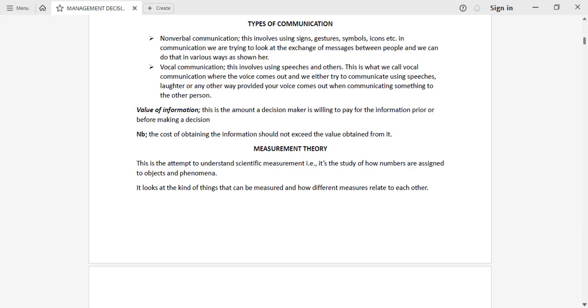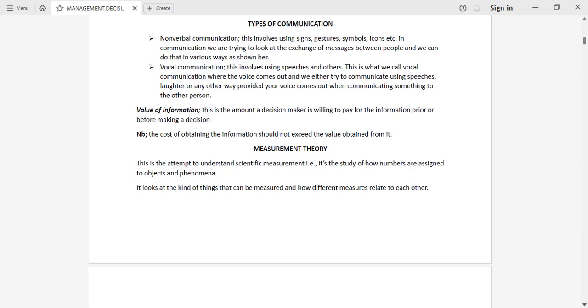So we can try to look at the last bit of the first topic, measurement theory. It's what we are going to look at, and it will be the last one that will close our first topic as far as management information and communication is concerned. So we are looking at measurement theory. This measurement theory, the way it is, is just measurement.